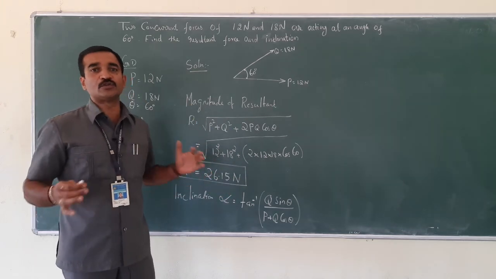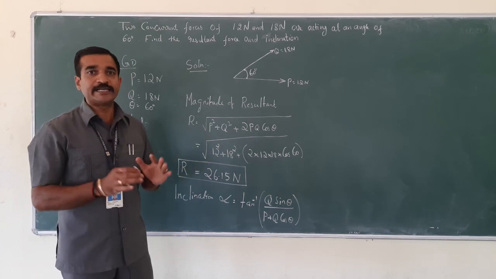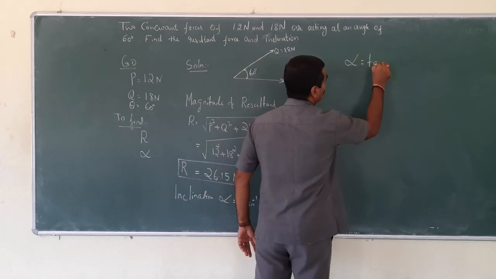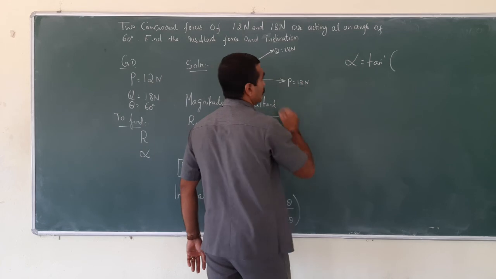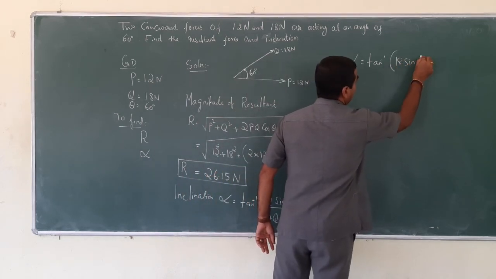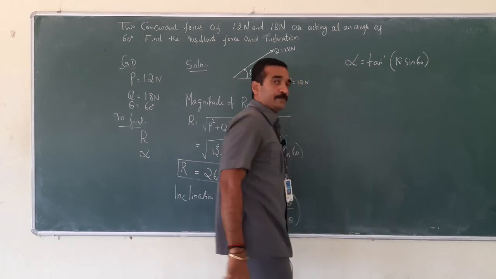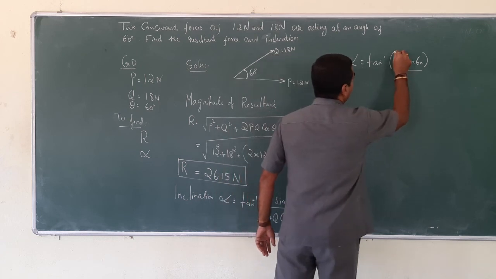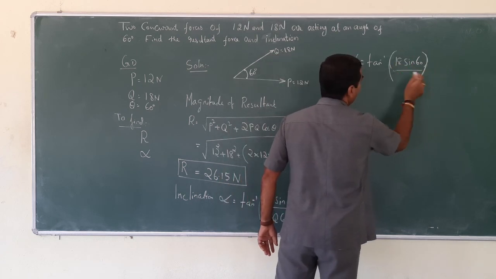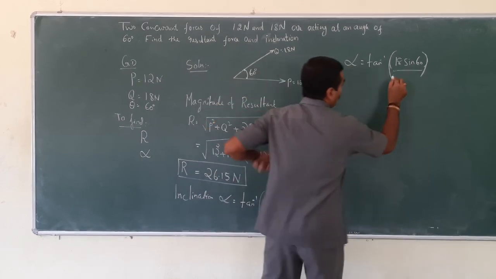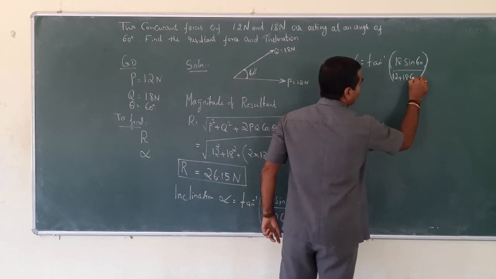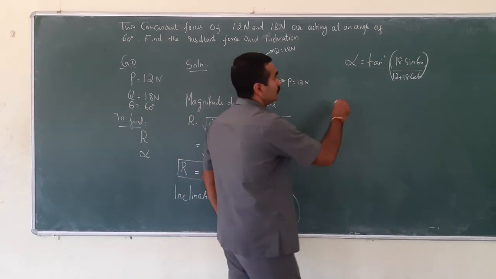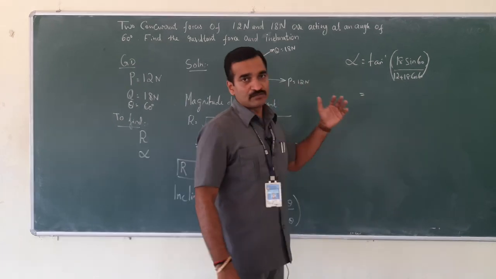So by substituting the values, you will get the alpha value in terms of degree. Always, inclination would be in degree, so don't get confused here. Just start substituting the values. Alpha is equal to tan inverse of q. What is the value of q? 18. 18 sin 60, divided by the whole bracket, p plus q cos theta. What is the value of p? It is 12. 12 plus 18 cos 60. So you will get the value in terms of degree.